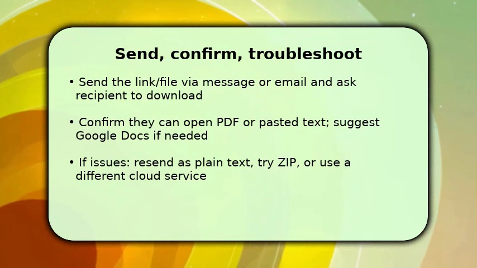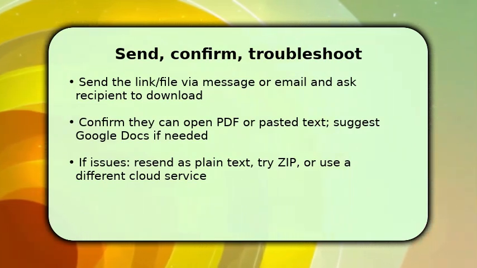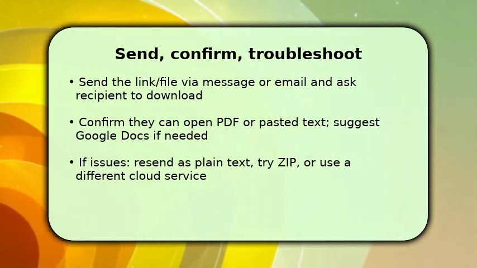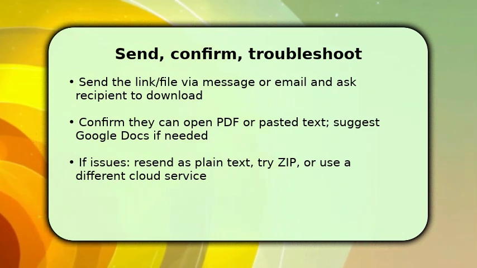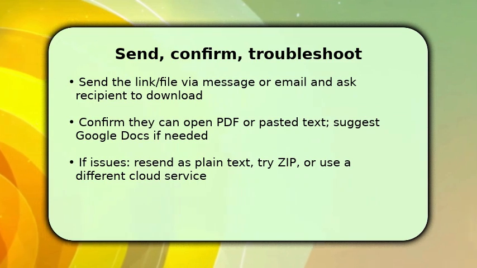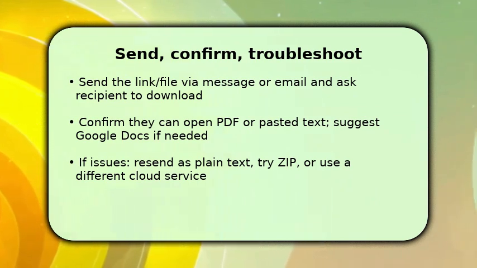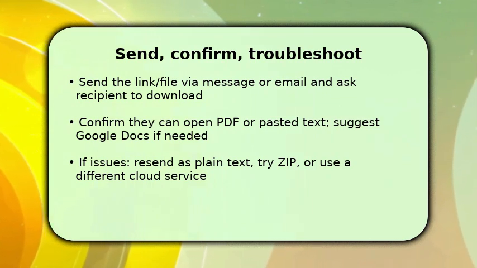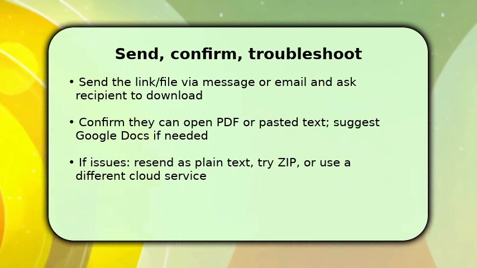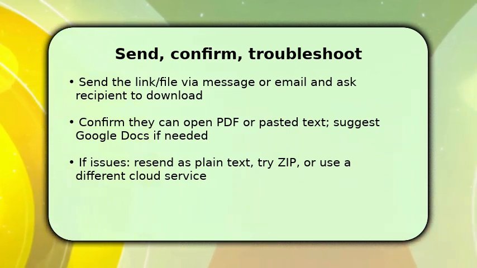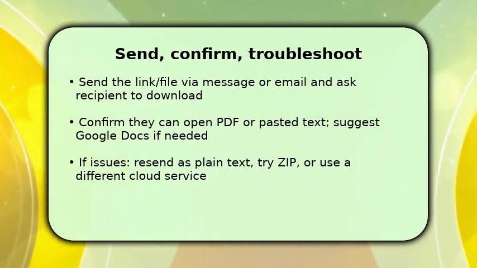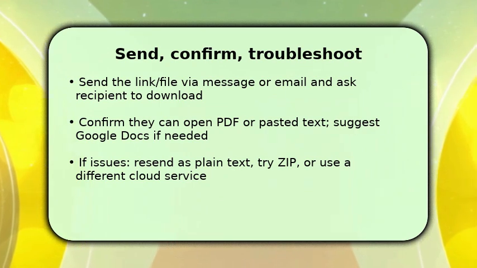Send the link or attached file and ask the Android user to download and open it immediately. PDFs open in most Android PDF viewers. If layout matters, recommend Google Drive or Google Docs for viewing and editing. If they can't open the file, resend as plain text in the message, compress attachments into a ZIP, or upload to another cloud service like Google Drive and share that link. One key troubleshooting tip: if images don't appear, export again as PDF rather than copying text to preserve media.